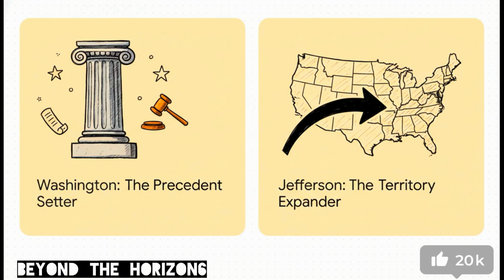You know what's so cool about this is how it frames their roles. Washington was the ultimate precedent setter. He was all about establishing the conventions, the two-term tradition, creating a cabinet, just the overall dignity of the office. He was basically defining what a president should be. But then Jefferson comes along and shows what a president could do. With the Louisiana Purchase, he used his executive power to literally double the size of the country. He showed that the office had the power to physically change the nation's destiny.